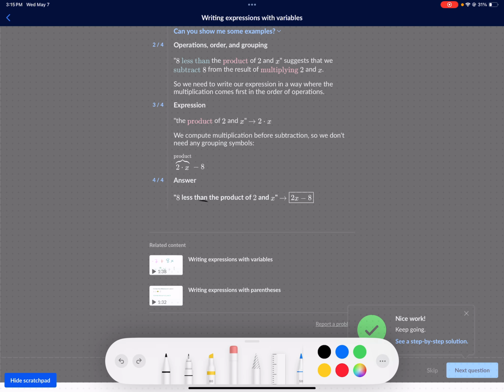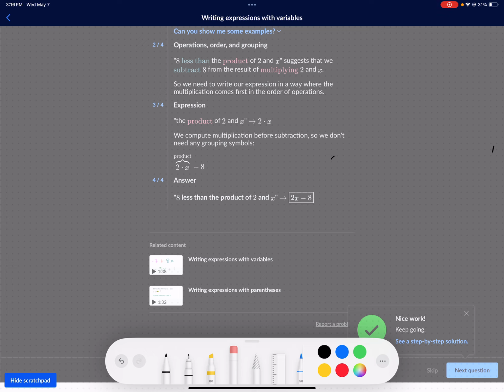I could also find an example. What if x equaled 4? What if we put that in here? So 2 times 4, that's 8, right? So what if we said 8 less than 8? 8 less than 8 is 0. So it kind of makes a little more sense.